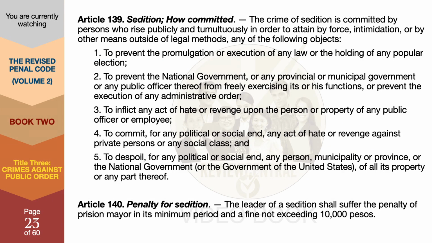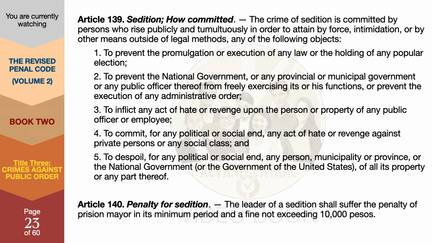Article 139. Sedition, how committed. The crime of sedition is committed by persons who rise publicly and tumultuously in order to attain by force, intimidation, or by other means outside of legal methods, any of the following objects. 1. To prevent the promulgation or execution of any law or the holding of any popular election. 2. To prevent the national government, or any provincial or municipal government, or any public officer thereof from freely exercising its or his functions, or prevent the execution of any administrative order.